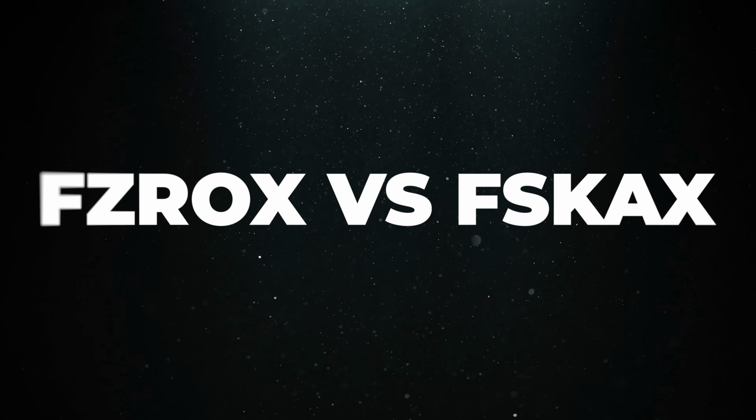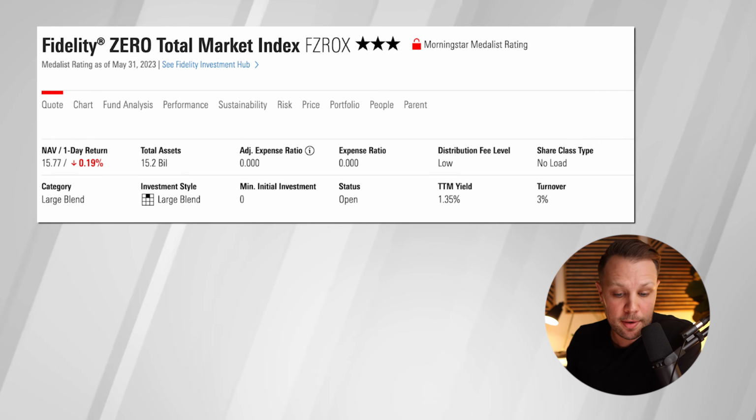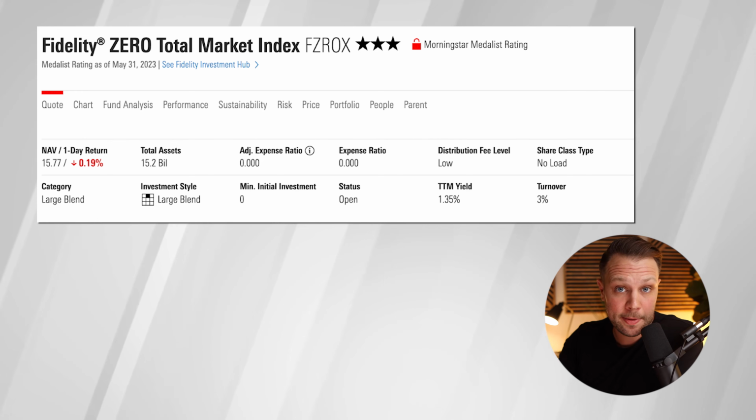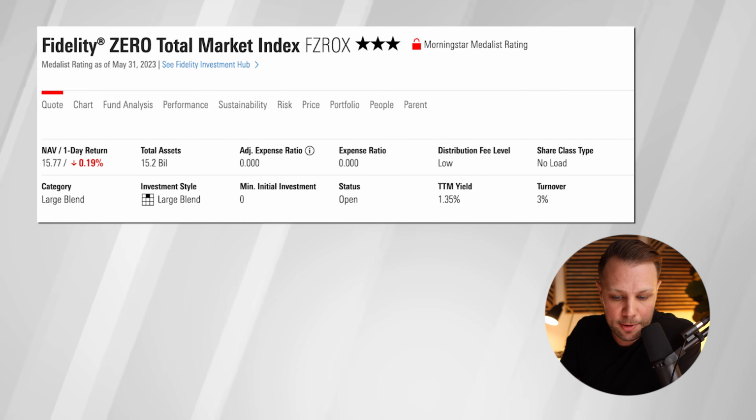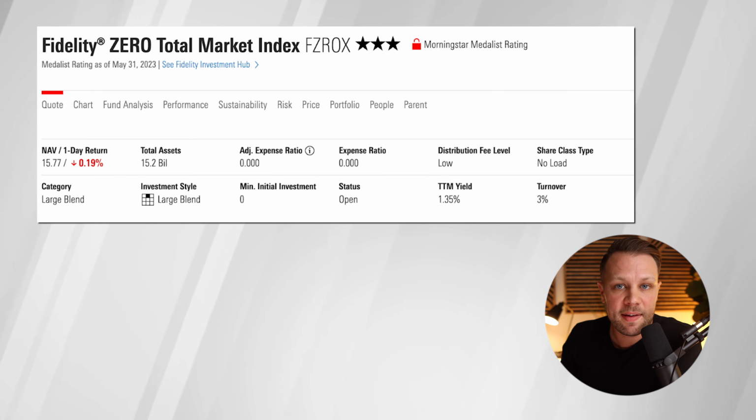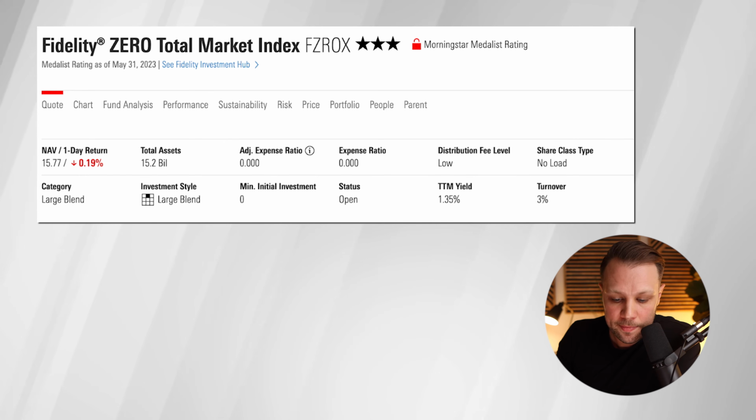All right, so the next two are FZROX and FSKAX, and these are the total market index funds that we are comparing here. So first, let's look at the zero fee one. The Fidelity Zero Total Market Index obviously has a 0% expense ratio. I like this one a lot. I own this one personally, and this has a yield of 1.35% and a turnover ratio of 3%.